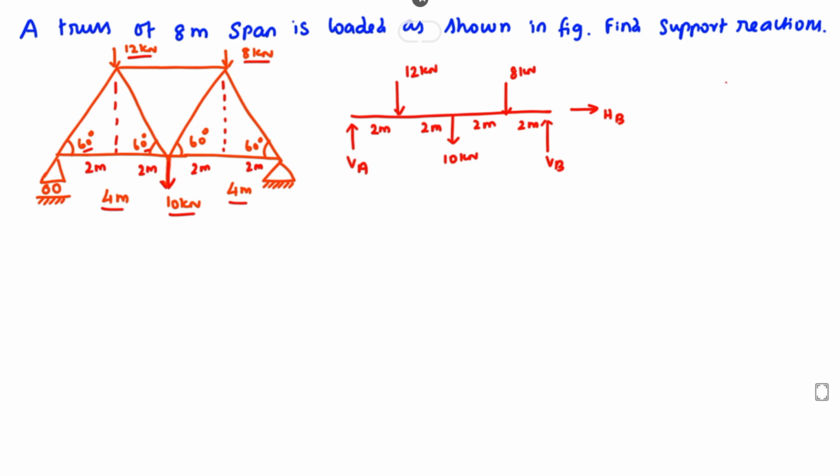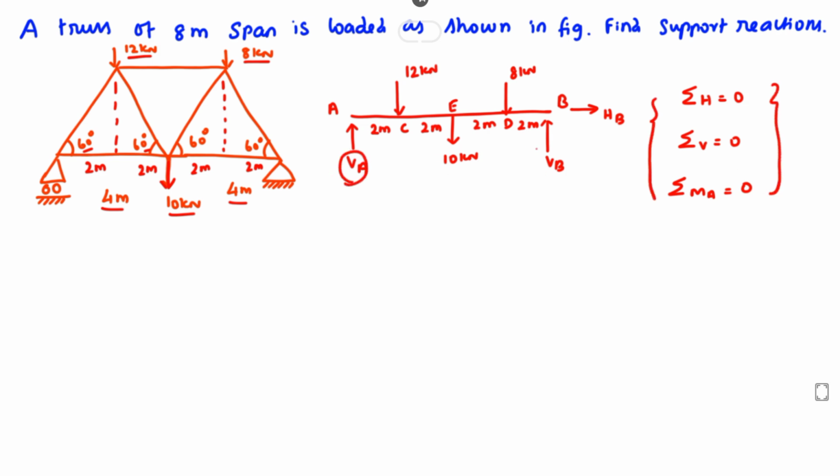Okay, so now we can use the equilibrium equations: sum of horizontal force equal to 0, sum of vertical force equal to 0, and sum of moment about A equal to 0. Here is point A, here is B and here is E, then here we can take C and here D. Now we can apply these equilibrium equations and find the support reactions VA, VB and HB.